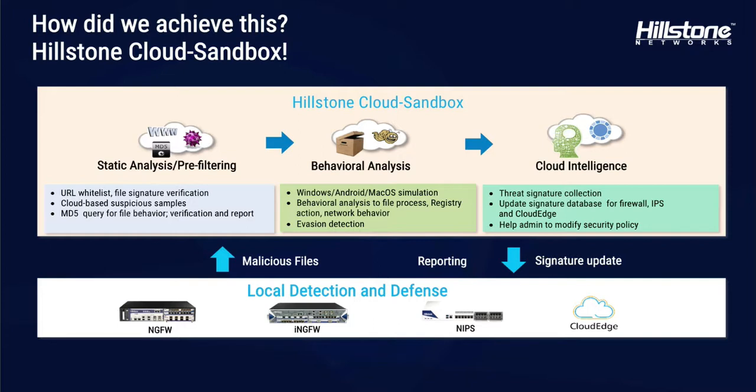intelligence sharing. Take ransomware as an example. Once an access point finds the latest variant of ransomware, the Sandbox can share the newest information of ransomware to all devices that are connected with the Hillstone Cloud Sandbox. This process lets other devices quickly block the ransomware's variants.